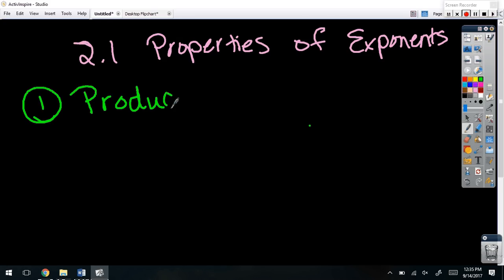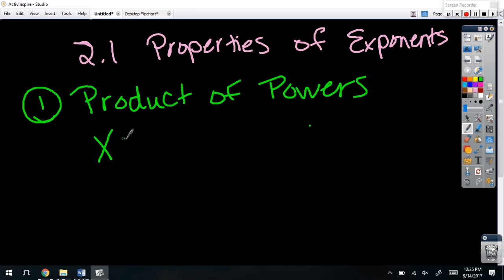Product of powers. Again, you don't have to know the name of it. You just have to know what it does. Let's say I'm multiplying 2 things together. I'll give you a variable form and then a number form so you can see the difference. I'm multiplying these 2 things together.